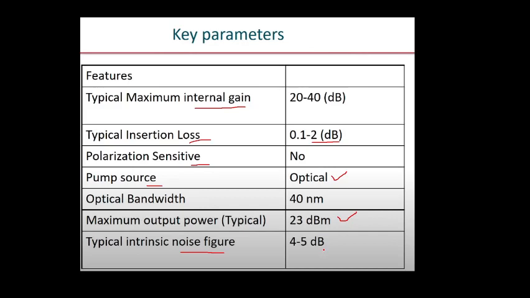So noise figure is the ratio of the signal to noise ratio at the input of the amplifier to the signal to noise ratio at the output of the amplifier. Once a signal passes through an amplifier, 4 to 5 dB of noise is introduced by every amplifier component.